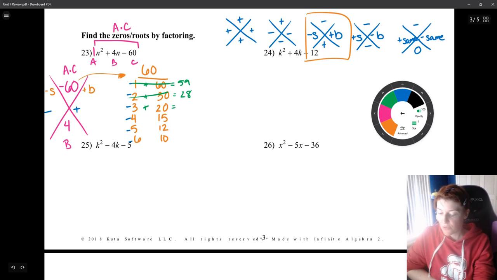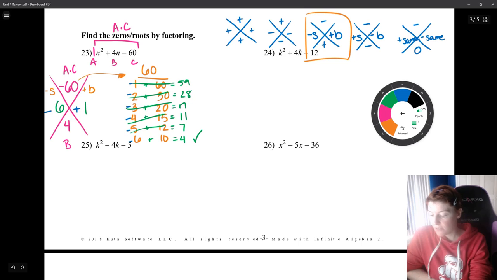Negative 3 plus 20 is 17. Not it. Negative 4 plus 15 is 11. Getting closer. Negative 5 plus 12 is 7. And negative 6 plus 10 is 4. That's the one that we're going to use. So negative 6, positive 10.